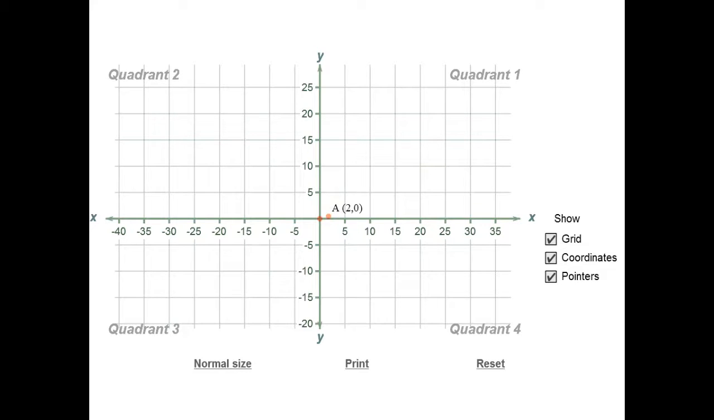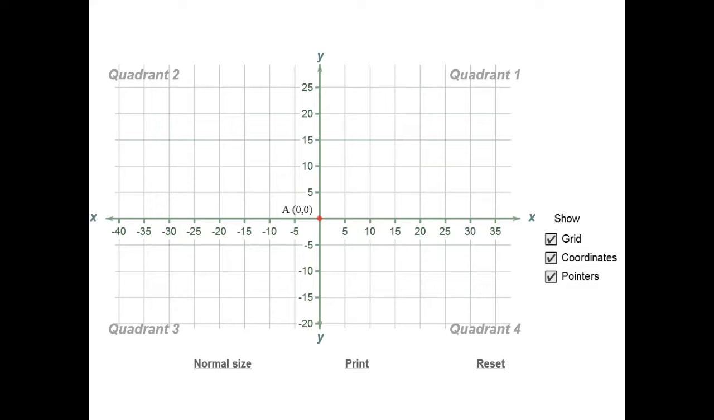Another example would be if I wanted a point that was negative 4, 7. Again, I would start at the origin, go to the left negative 4 units. Then I would move into the second quadrant and go up to my associated y value of 7, and plot my point A.